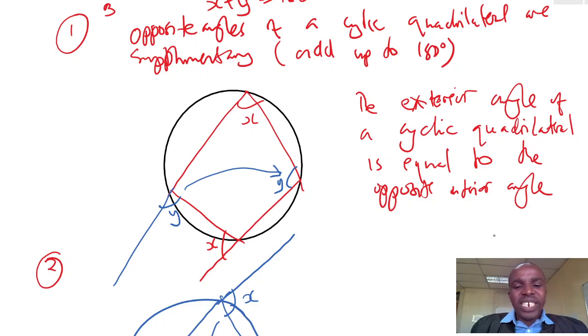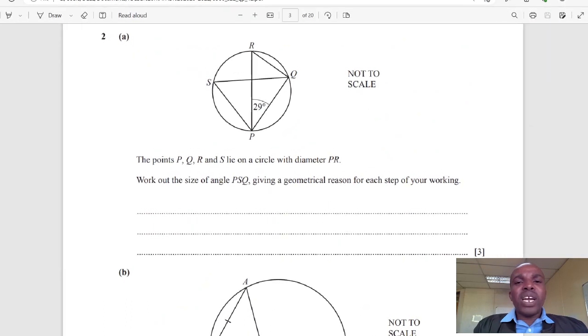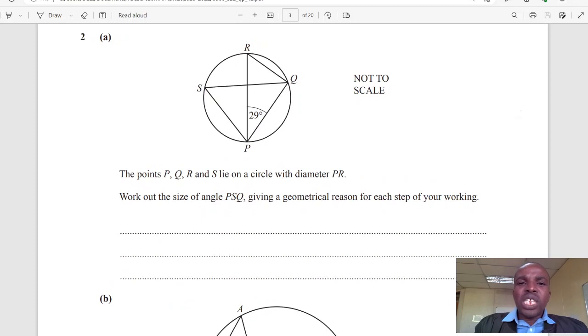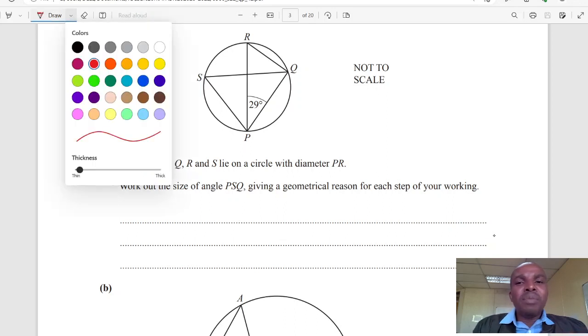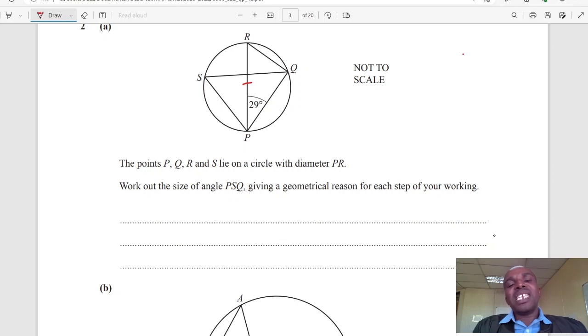Then moving on to the questions proper. This one is question number 1. It's in a past exam paper, for Cambridge. It says the points P, Q, R, and S lie on a circle with diameter PR. So this PR is the diameter, which means we have our center, maybe we can put it here. Then they said, work out the size of angle PSQ. PSQ is this one. That's the angle that you have to find, giving a geometrical reason for each step of your working. These are 3 marks.